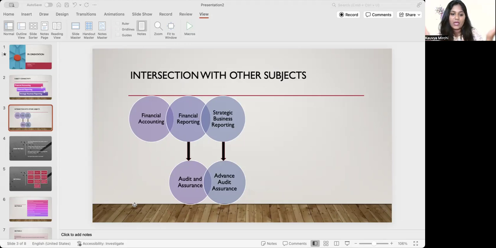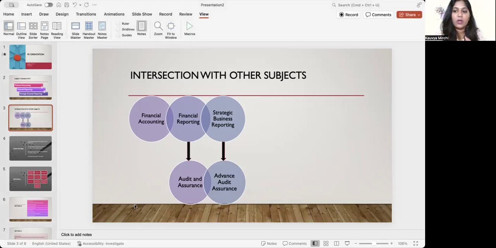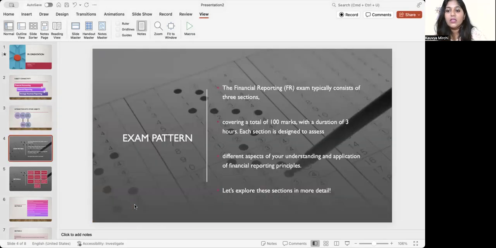Now I hope you have a clear understanding of how financial reporting plays a very vital role in your ACCA journey. So now let's move to the next segment of our session, where we're going to discuss the exam pattern.